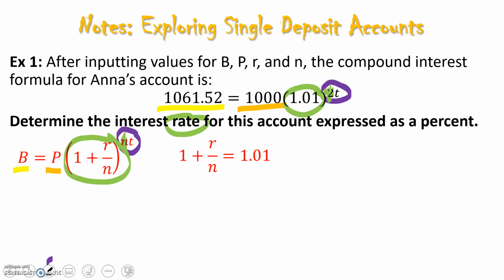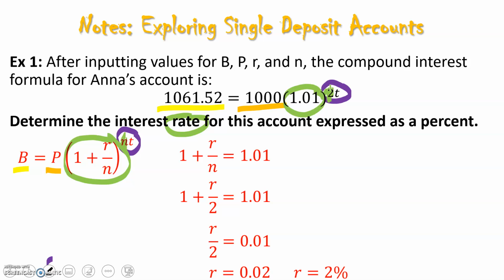So we're going to substitute that into this equation. So instead of 1 plus R over N, we're going to write 1 plus R over 2. Now, at this point, we're just going to solve this equation for R. So the first thing we're going to do is subtract 1 from both sides of the equation. And that's going to give us R over 2 is equal to 0.01. And then we're going to remove the divide by 2 by multiplying both sides of the equation by 2, and that will give us R is equal to 0.02, which as a percent is 2%. So we can see that Anna's account is offering 2% APR.